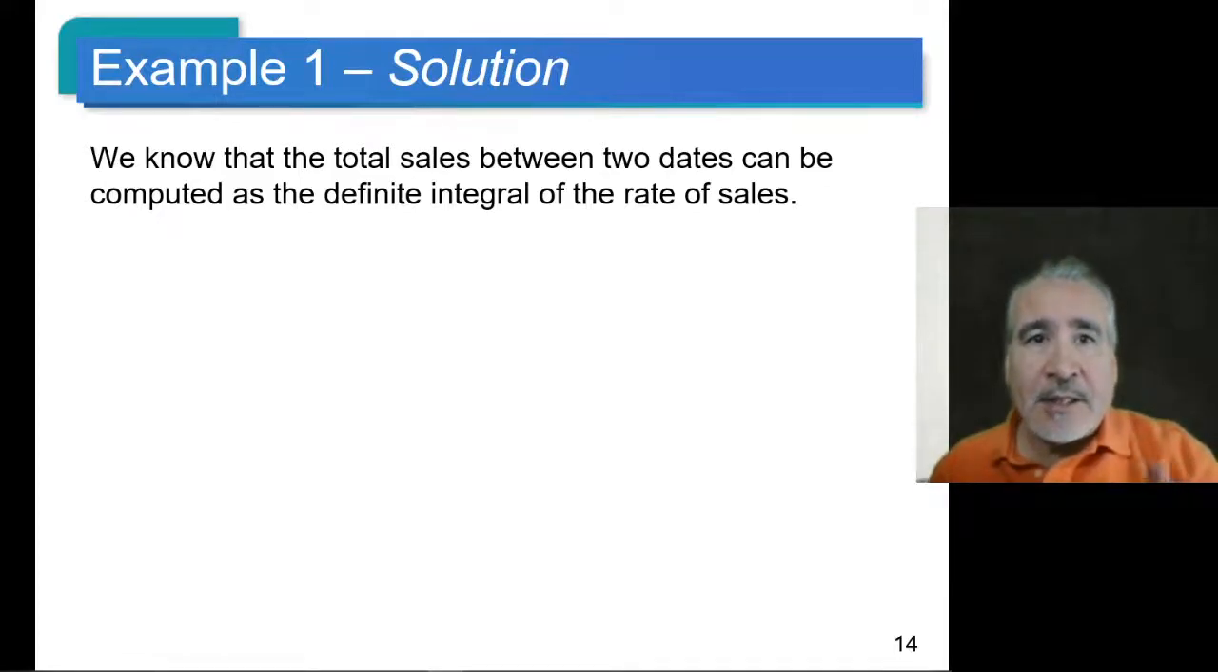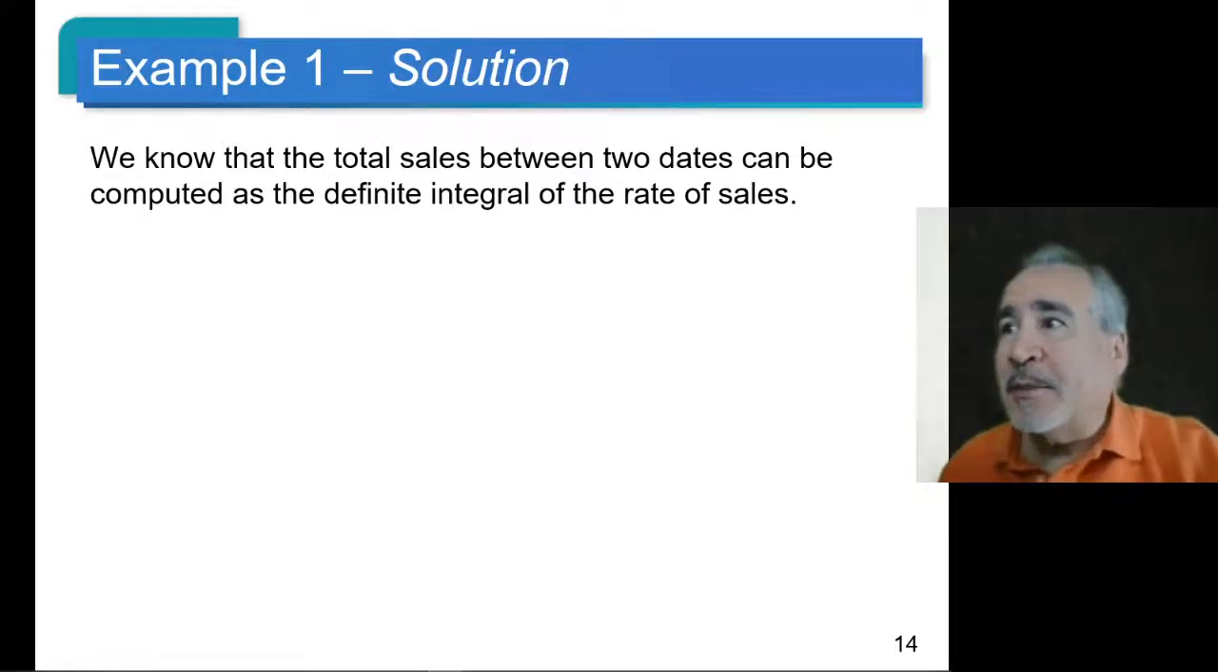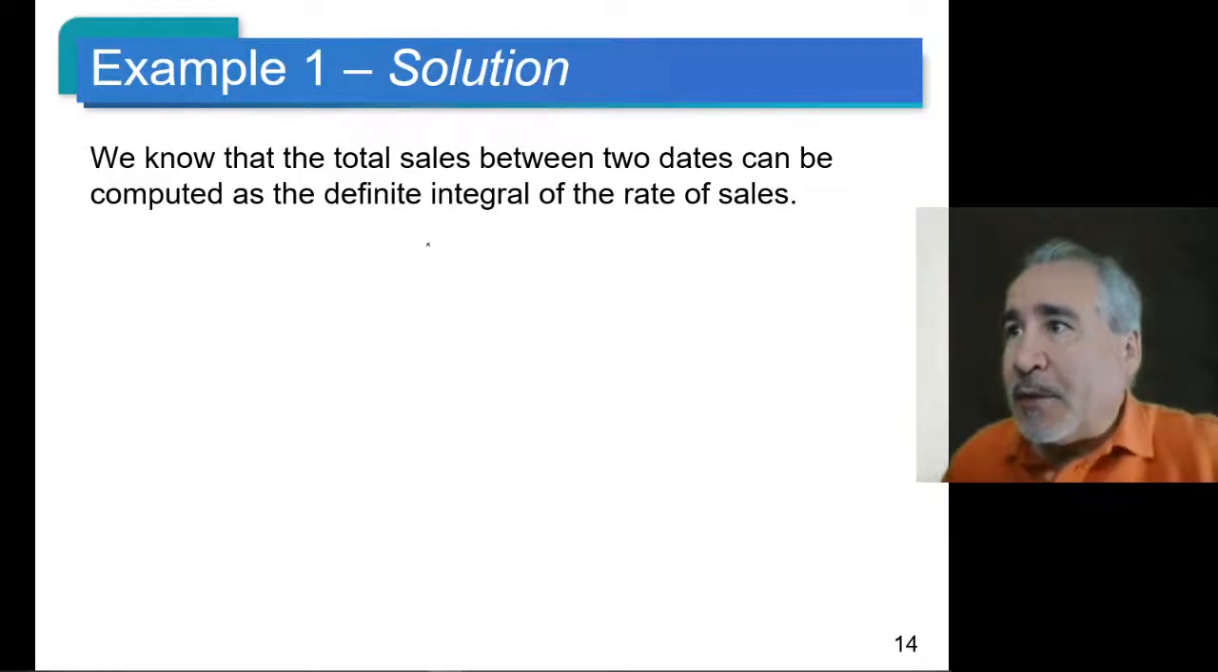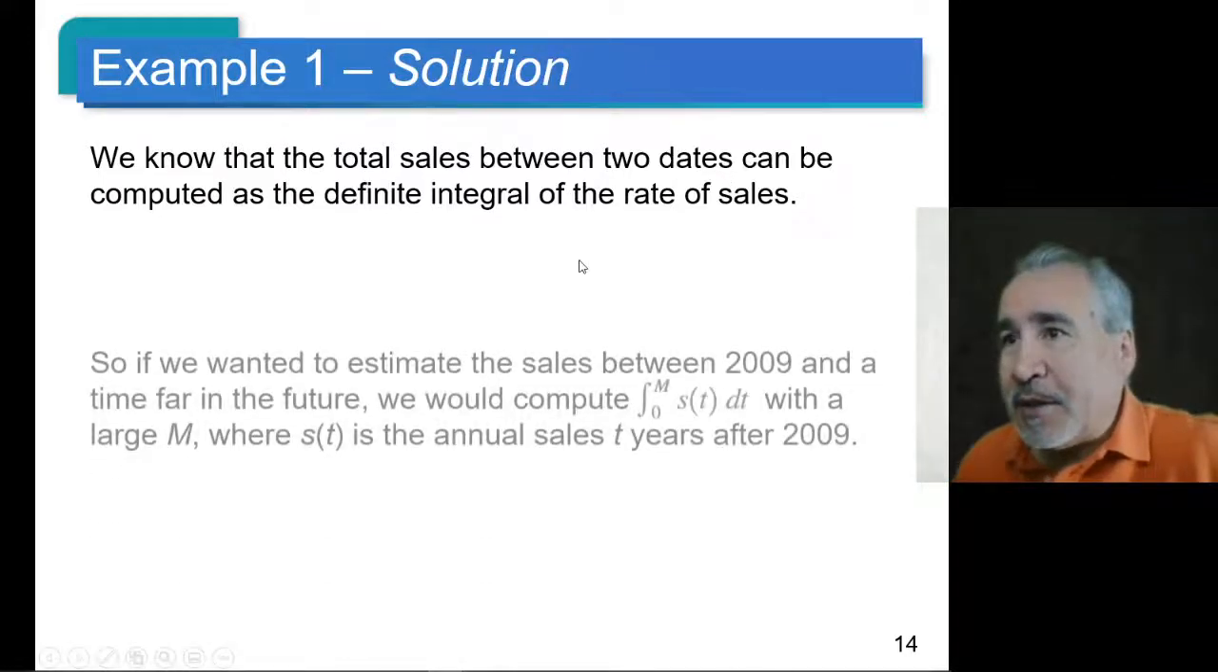That's an integral, right? A definite integral, but in this case, an improper definite integral, because we don't know when the day is when CDs will no longer be available. So we want to compute the total sold between 2 dates.